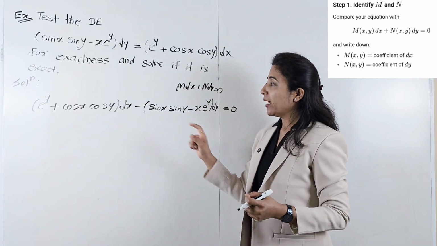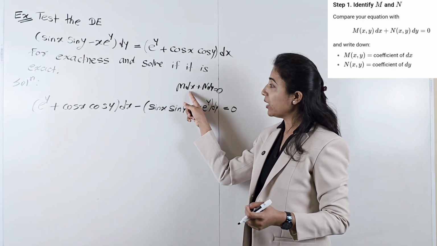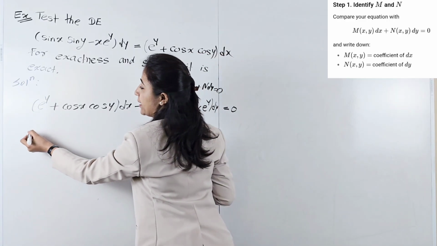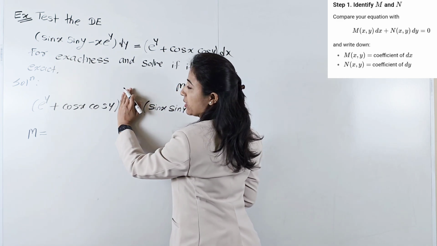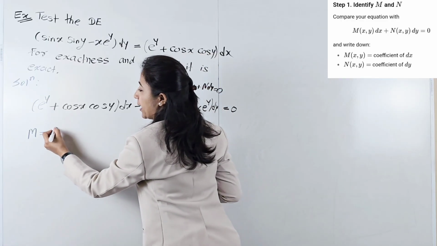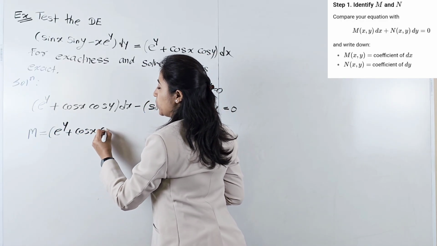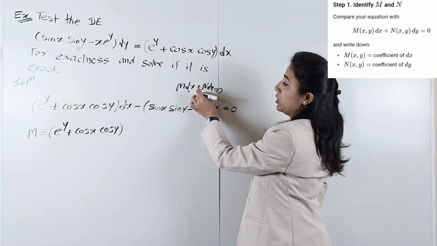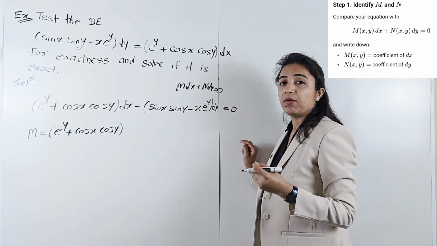Okay. Now after that, compare this given differential equation with our standard form. So you will get the idea. Coefficient of dx is nothing but M. So in the second step, you have to find the function M. It is the coefficient of dx. So if we skip this dx, whatever remains, that is nothing but our M. So here M is e^y + cos x cos y, and the coefficient of dy is our N. So here if we skip dy, then the whole term with this minus sign becomes our N.